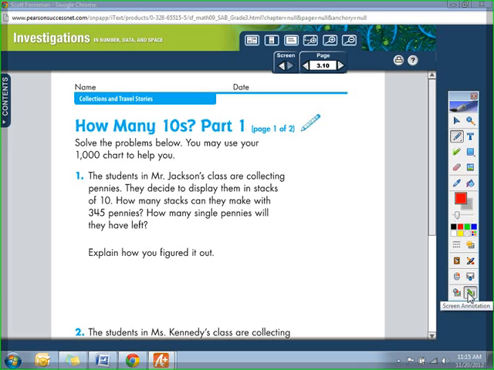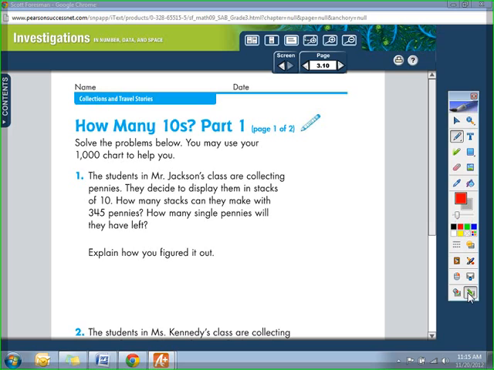Okay, here is one of the problems that we have. Solve the problems below. You may use your thousands chart to help you. We've been working with place value with tens or ones and even our thousands, but now you're looking at some of your story problems with division. Who wants to read problem number 1? All right, Jacob, go ahead.